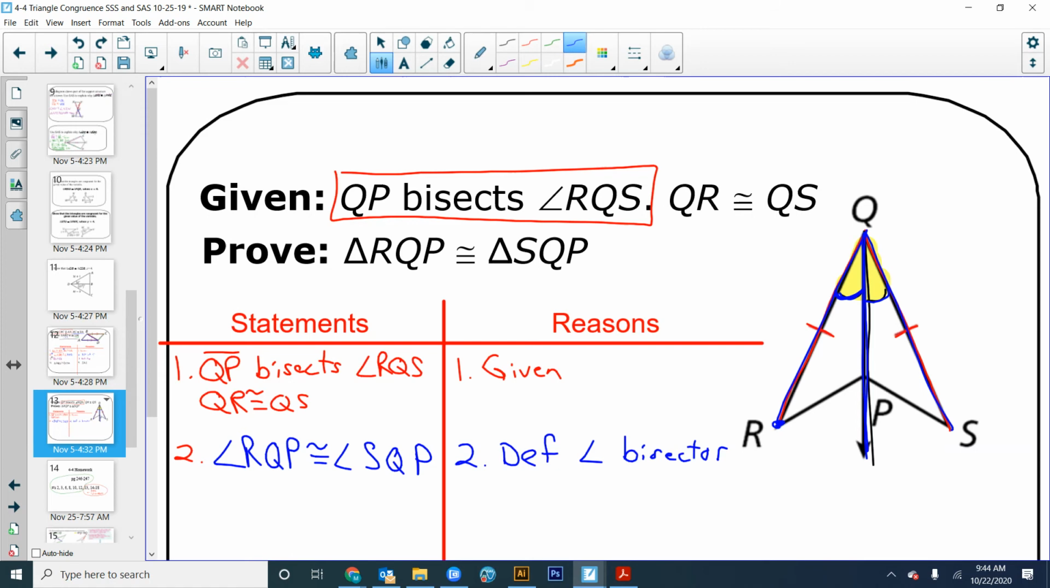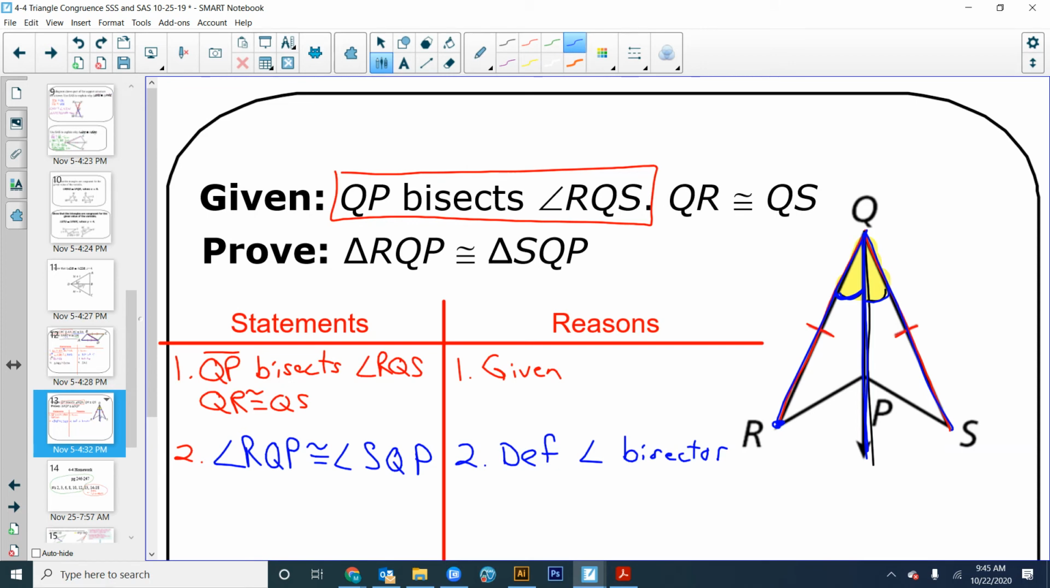The angle has been bisected. It's 2 equal parts. Are you with me? So stock that into your little bank of information to use on proofs. If you see the word bisector, you're going to have 2 equal parts of something.